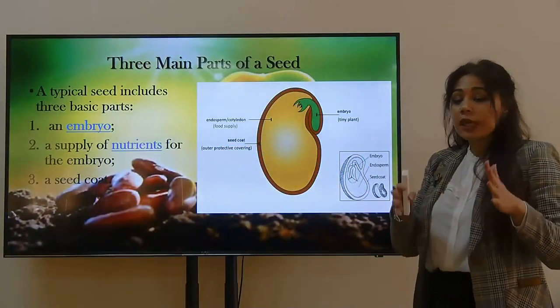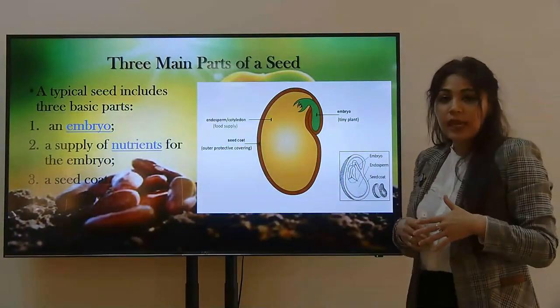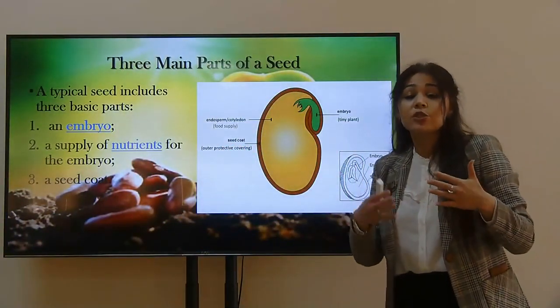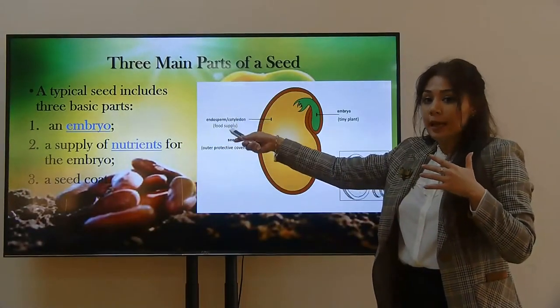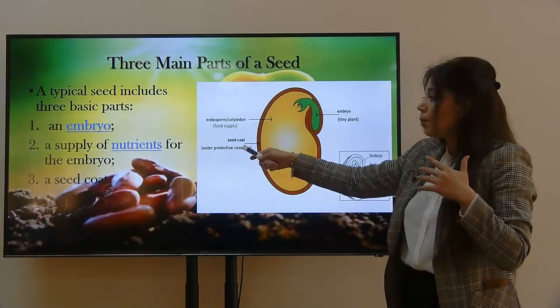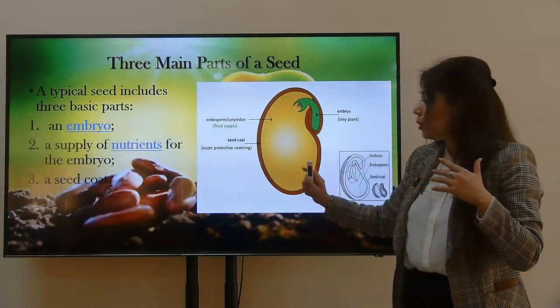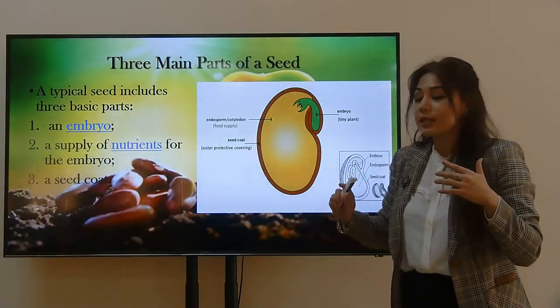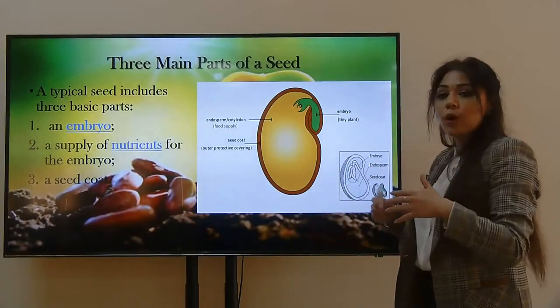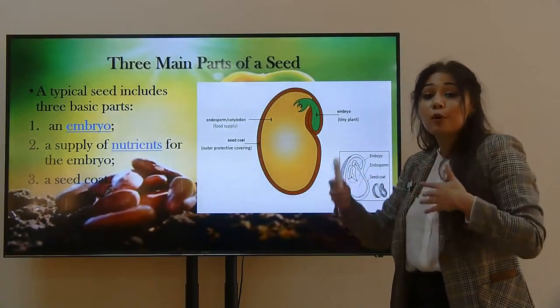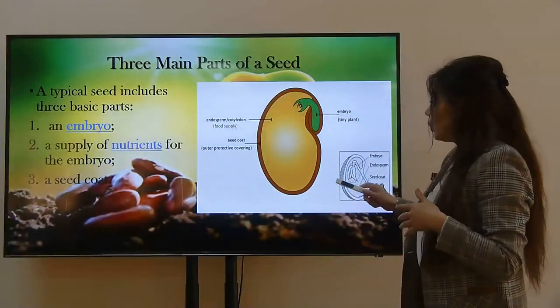Let's talk about three main parts of a seed. A typical seed includes three basic parts. The first one is, as you see, an embryo. The next one is a supply of nutrients for the embryo. And the last one is a seed coat. And again, look at the picture, dear students. While we are working with pictures, it will be more understandable for you.